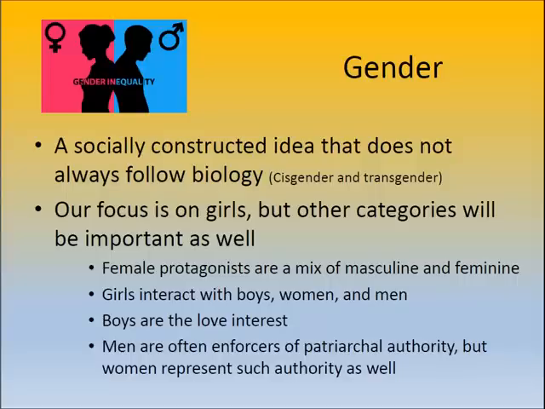When we think about gender, we're talking about a socially constructed idea that does not always follow biology. So cisgender is the term that's used for gender that matches up with your sex organs, transgender being the opposite of that. In this book, our focus is on girls, but there are other categories that will be important as well. So again, our female protagonists are a mix of masculine and feminine. Girls interact with boys and women and men. Boys are often the love interest or main characters in the books as well, sometimes even sharing narration. And men are often the enforcers of patriarchal authority, but women represent such authority as well.